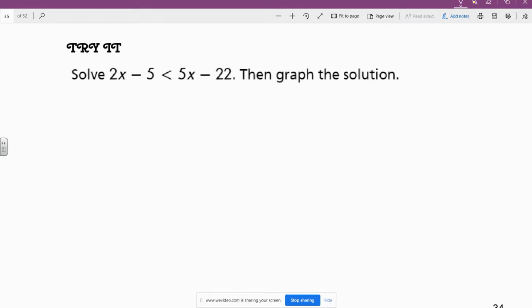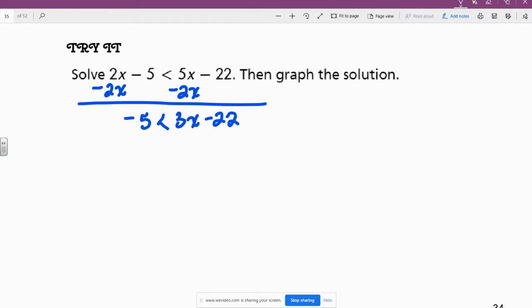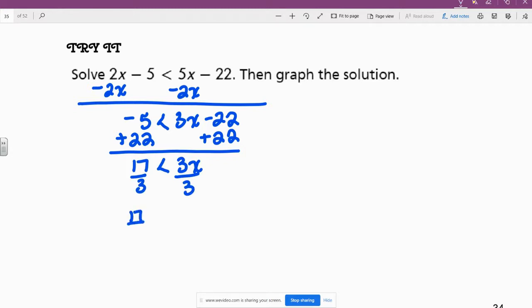So I'm going to pick on the little guy here. So I'm going to get rid of the 2x from my left side. So I end up with -5 is less than, that'd be 3x minus 22. I want that x by itself, so I'm going to get rid of the -22 first by adding 22 to both sides. So -5 plus 22 is 17, is less than 3x. I'm going to divide by that 3. I'm just going to leave it 17/3 is less than x.